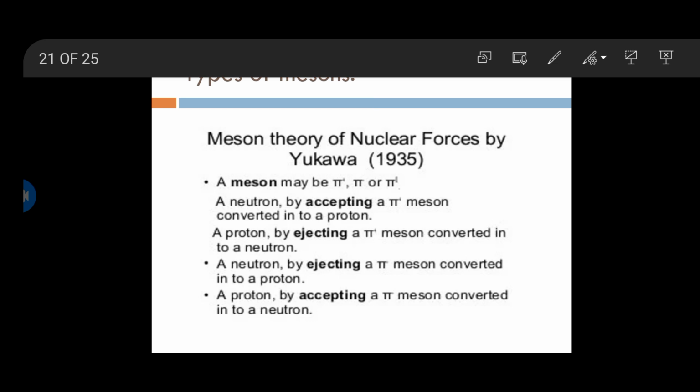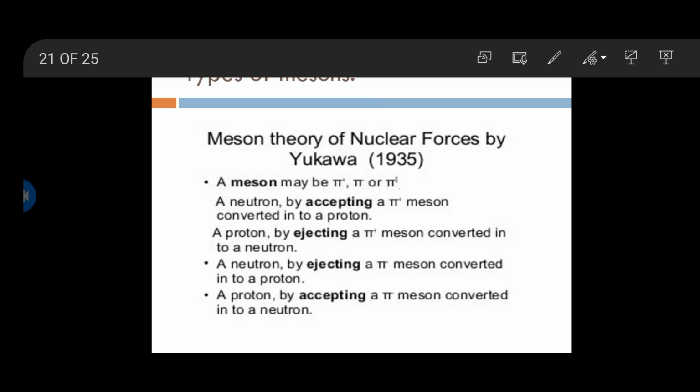So it was observed that a neutron, by accepting a pi plus meson, converts into a proton. When there is an interaction of a neutron with a pi plus meson, it changes into a proton. Similarly, if a proton accepts a pi minus meson, it will be converted into a neutron. If a proton ejects a pi plus meson, it will again be converted into a neutron. In the same way, if a neutron ejects a pi minus meson, then it converts into a proton.